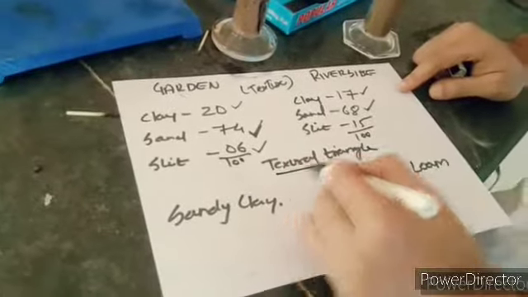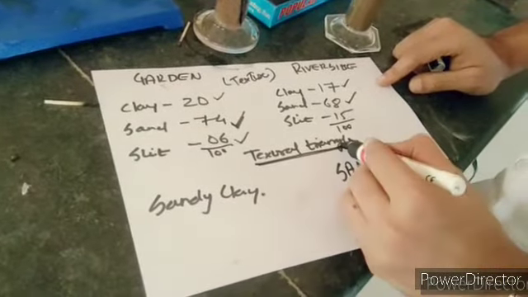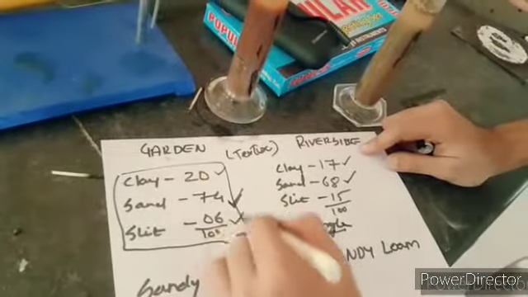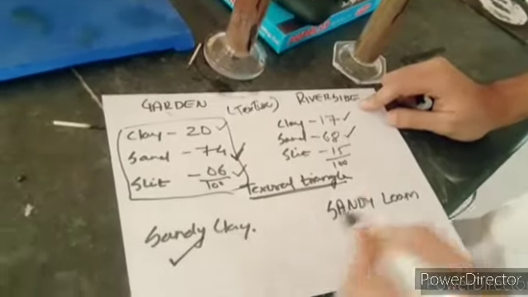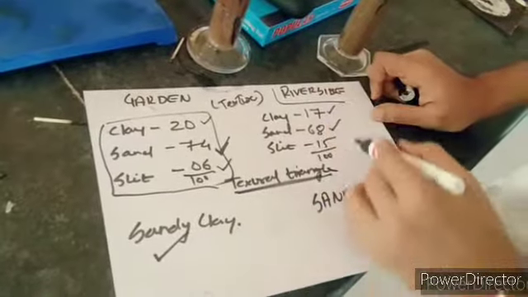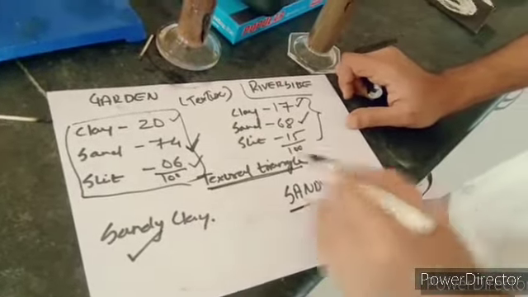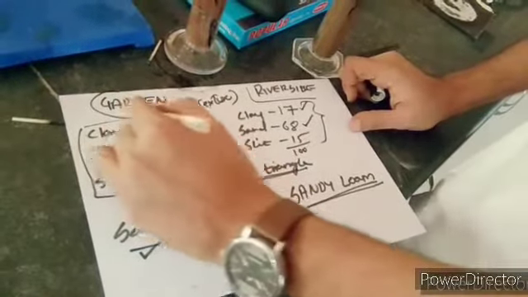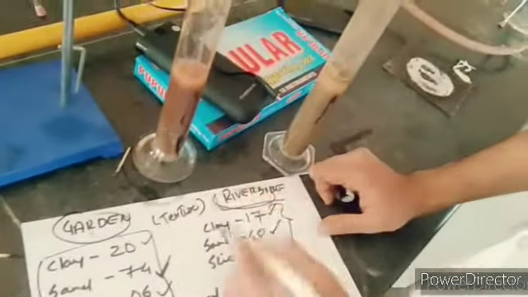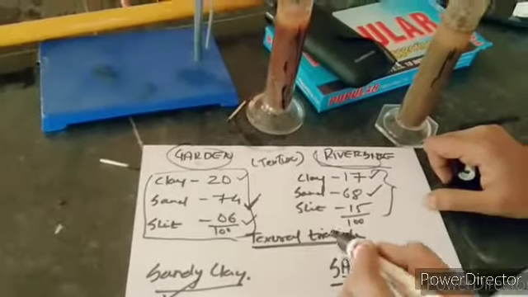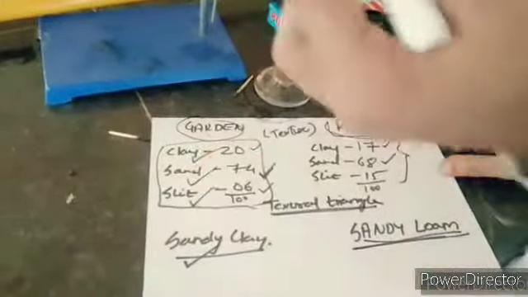Now using the textural triangle method, as per this reading we can conclude that the garden soil is sandy clay, whereas the riverside soil is a sandy loam. So garden soil is a sandy clay and riverside soil is a sandy loam, depending upon the proportion of the distribution of the soil into silt, sand and clay.